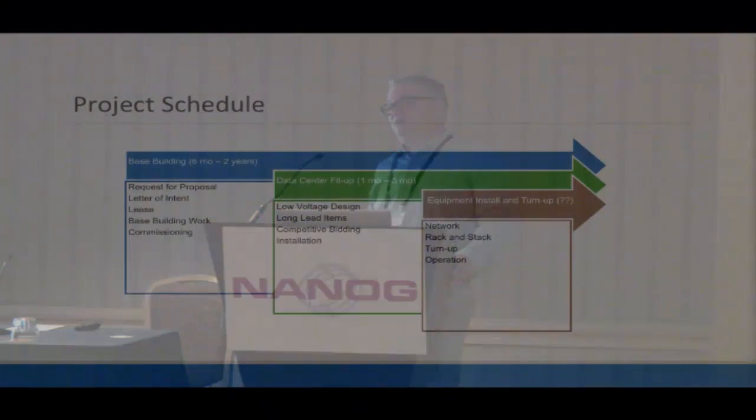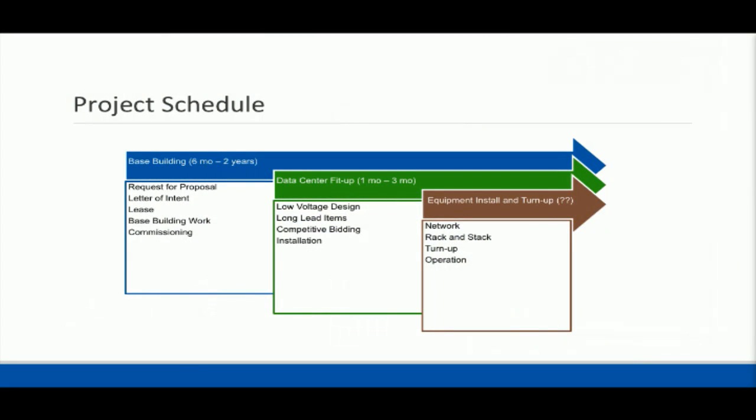Project schedule. You know, how do you pull this together? And I've shown it kind of overlap because a lot of projects get overlap. But you know, when we talk about a base building of a data center, that can be anywhere from 6 months to 2 years. It's 6 months if it's part of a campus that's already been permitted, that maybe the shell is even up, that you know, they don't have to go through an entire permitting process.